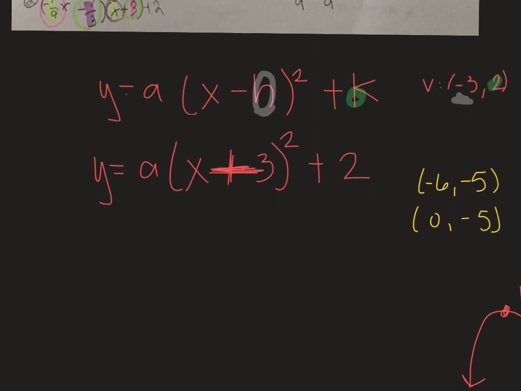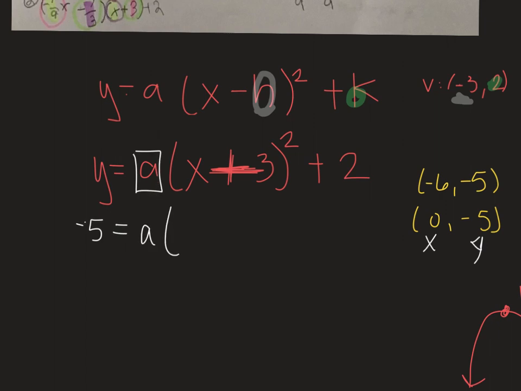Now, it'd be a good and helpful thing for you to do, perhaps, to plug in the 0, -5, and see what you get. And then also plug in the -6, -5. You should get the same value for a. So I'm going to do the easy one. You can pause it if you want and do the hard one. So I'm going to plug in 0 for x and -5 for y. So -5 equals, we're trying to solve for a. That's why we're doing this.